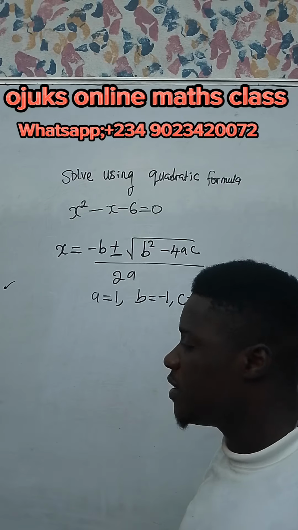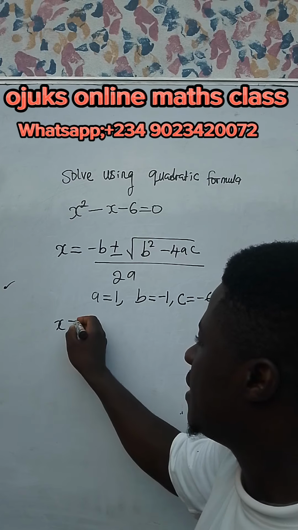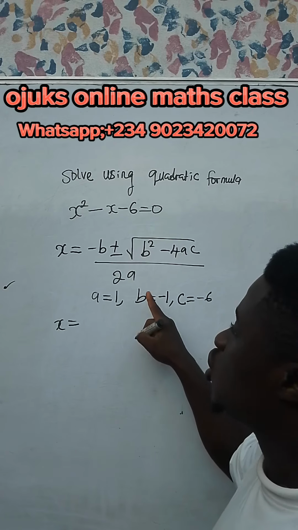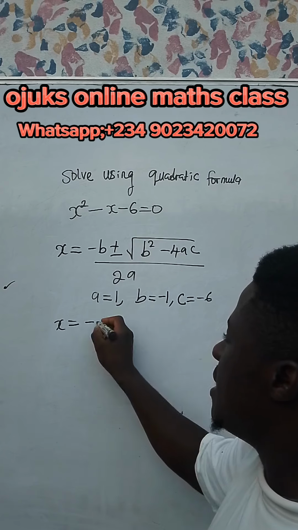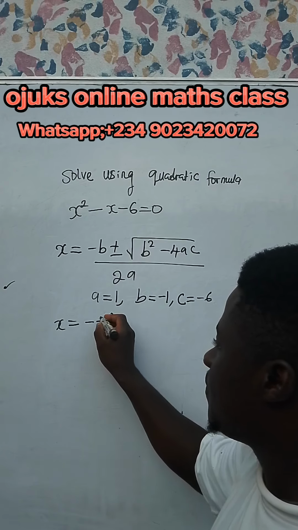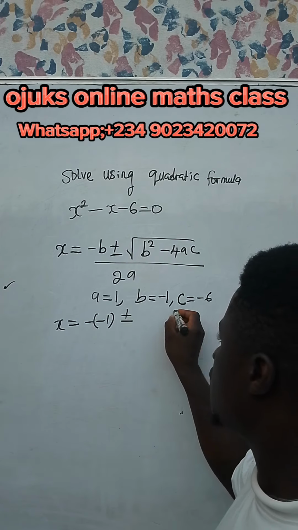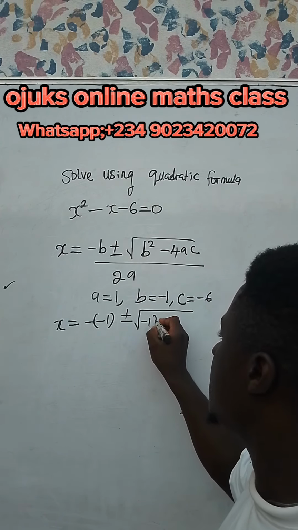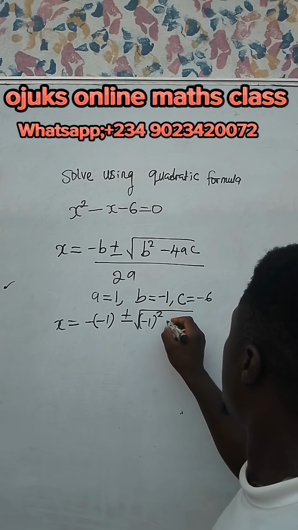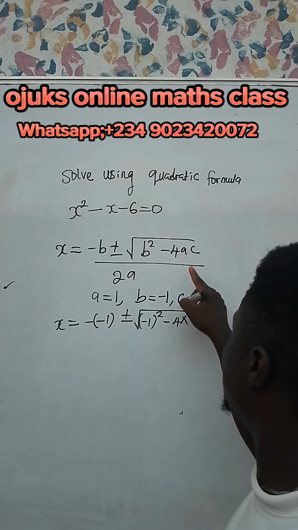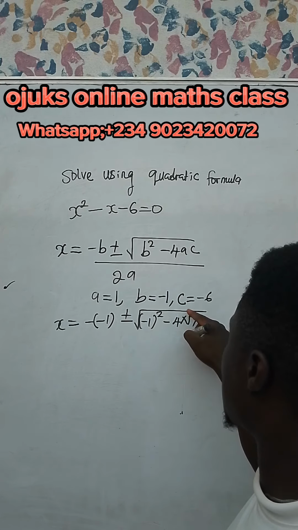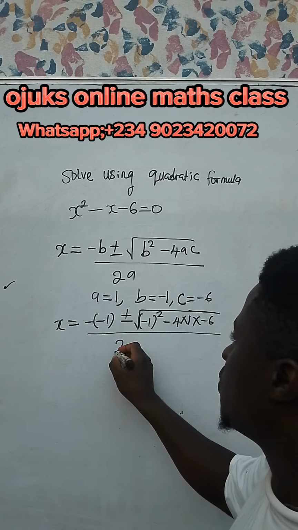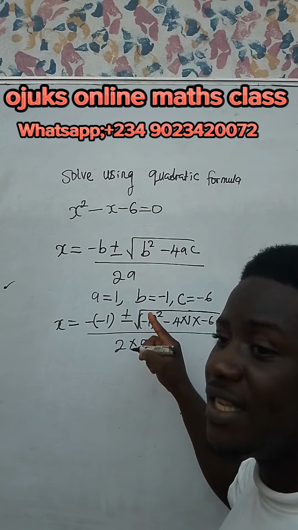Now, having known the value of each of these parameters inside this formula, we can easily put them inside the formula and solve. So we are going to have that x equals minus b. Already b here is negative, so we're going to have minus negative 1, plus or minus the square root of b squared. B already is minus 1, so we're having minus 1 squared, minus 4 times a, which is 1, then times c, which is minus 6, all divided by 2 times 1 because a is 1.